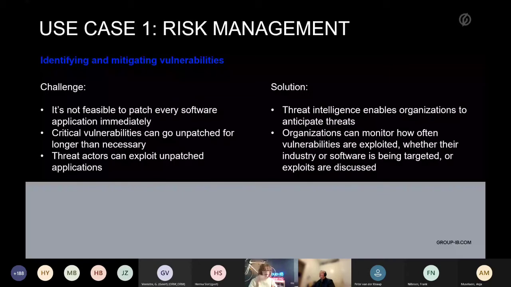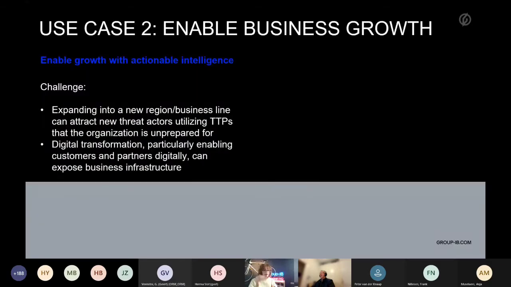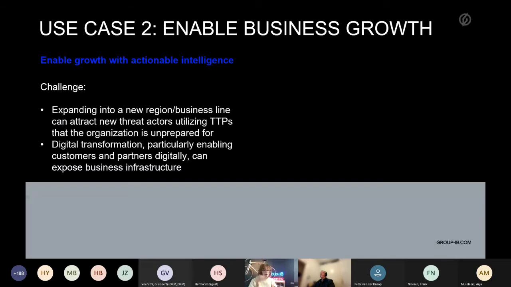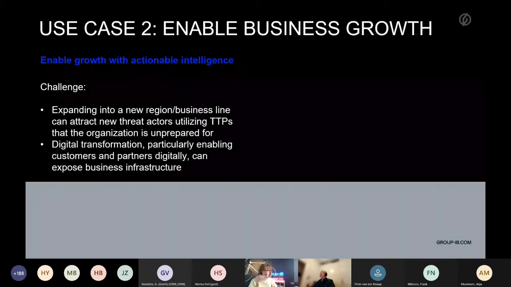The second case study that I'd like to share is enabling business growth. Many businesses with a growth mindset are thinking about how they can expand into a new region or a new business line. And by doing so, they could attract new threat actors who are utilizing different techniques, which their organization isn't prepared for. Similarly, digital transformation. If you're digitizing services, and particularly making them available to customers and partners externally, that could expose business infrastructure, which, if you're not prepared for, could be used against you.